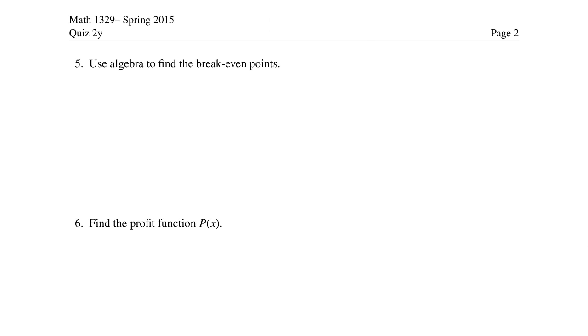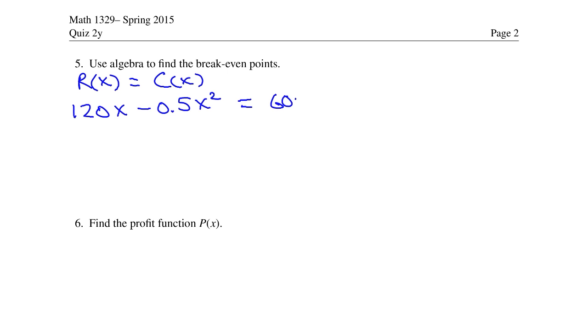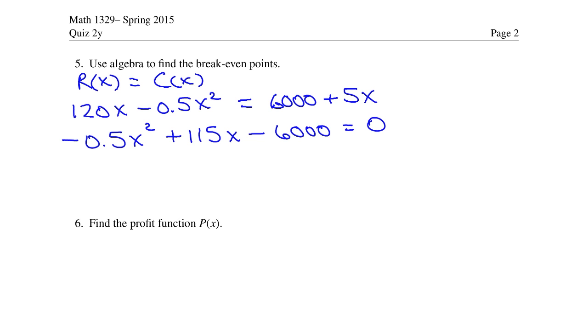Question 5. Use algebra to find the break-even points. So the break-even points occur when the revenue function is equal to the cost function. So that would be 120x minus 0.5x squared is equal to the cost function from the previous page, 6,000 plus 5x. This is a quadratic function, so we're going to move everything to the left. We're going to have negative 0.5x squared plus 115x minus 6,000 is equal to 0.